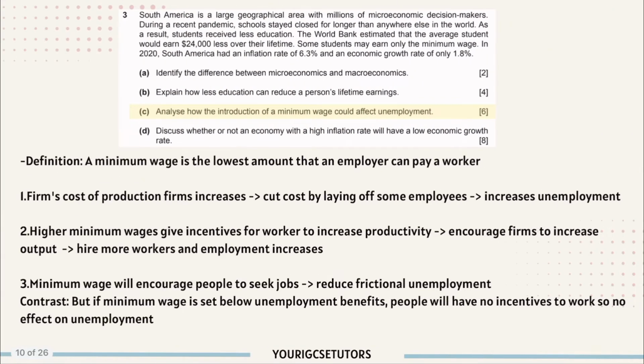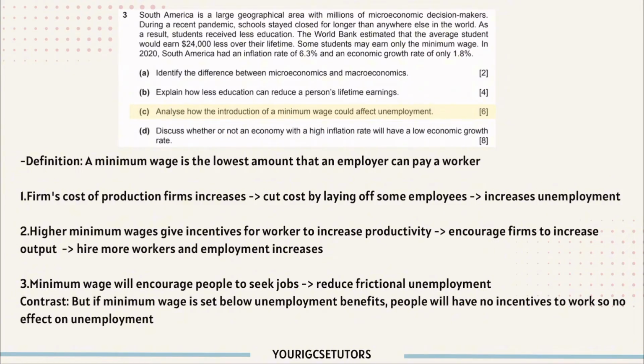C. Analyze how the introduction of a minimum wage could affect unemployment. So before going into the point, you can write the definition. So a minimum wage is the lowest amount that an employer can pay a worker.